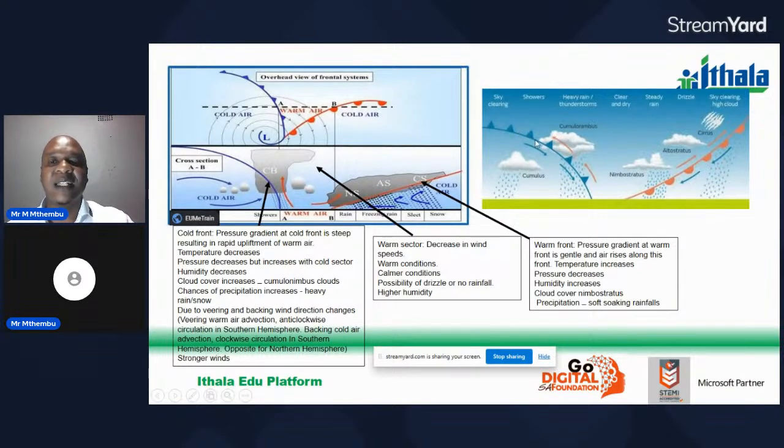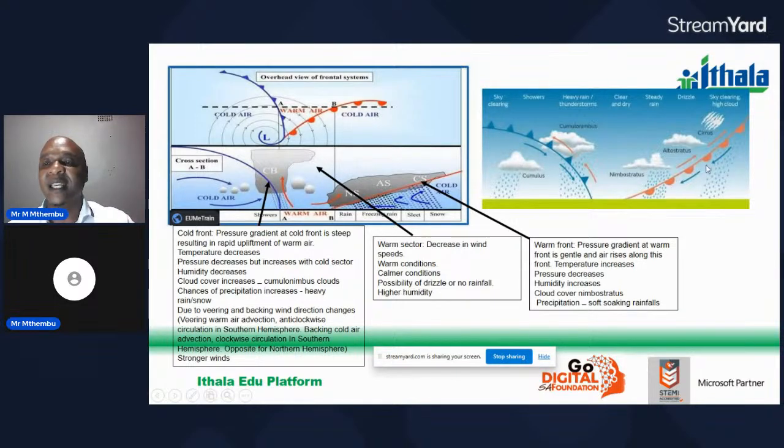The cross section of a mid-latitude cyclone, looking at the cloud types here. So for your exam, Grade 12, as you are preparing: if a cold front passes the area, what type of conditions will be left behind? That is the most important thing. The type of conditions that will be left behind once the cold front has passed are cold conditions. Heavy rainfall will be left behind. The pressure will increase because it's cold.